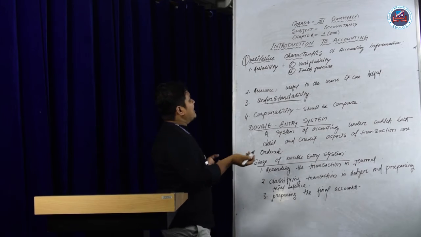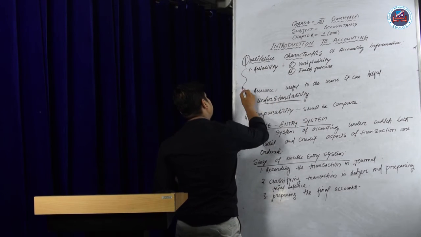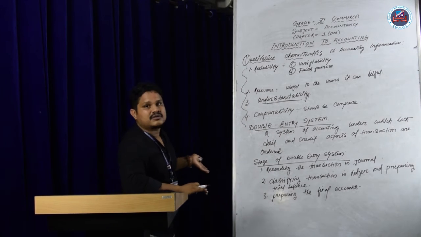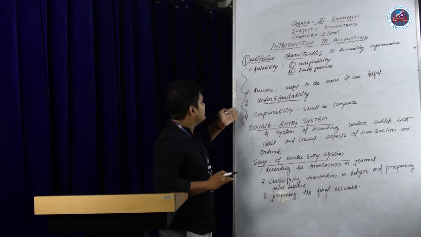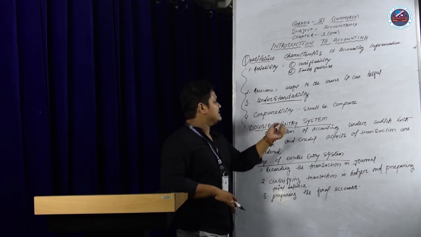So that is why the qualitative characteristics of accounting information. This information should be there. ये चार information बिना नहीं होगा accounts. Understand? ये चार information चाहिए. Understand everyone? Now what is called the double entry system?